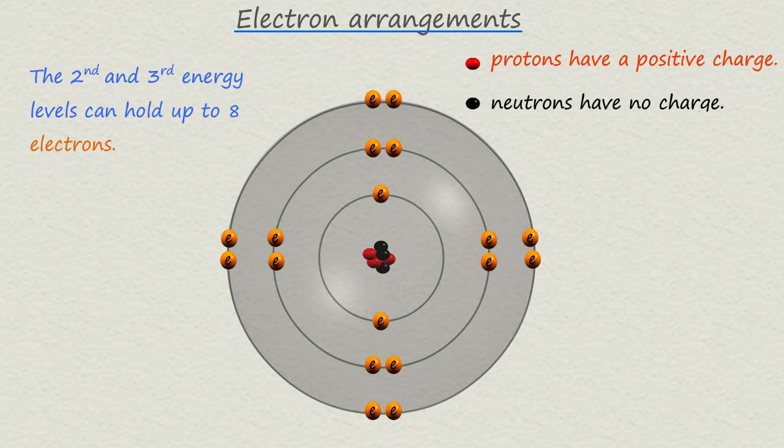Now remember that in your GCSE course, you only need to be able to work out the electron arrangement for the first 20 elements in the periodic table, that is up to element number 20, calcium.